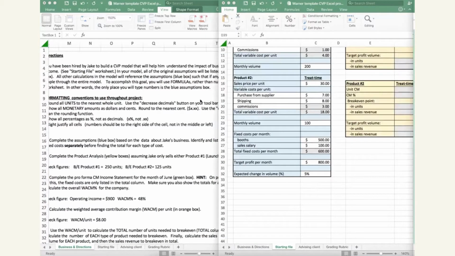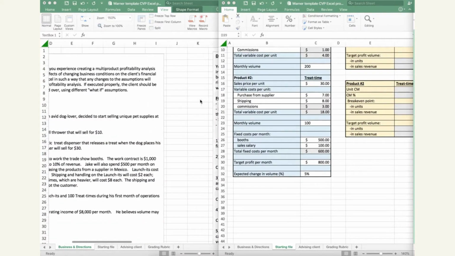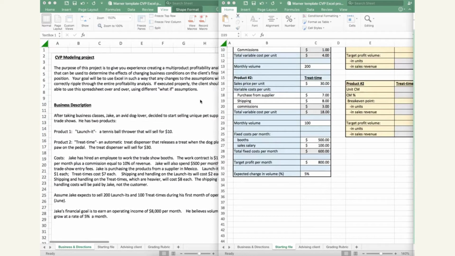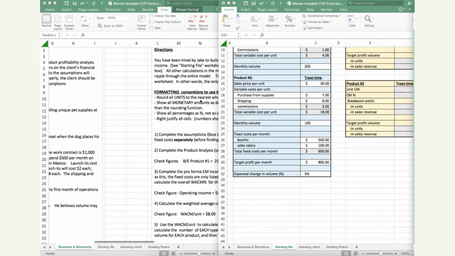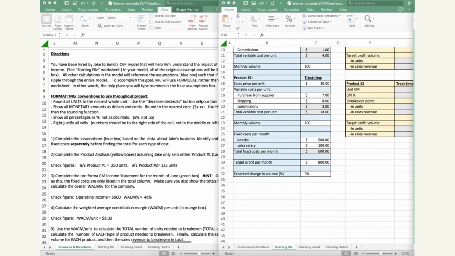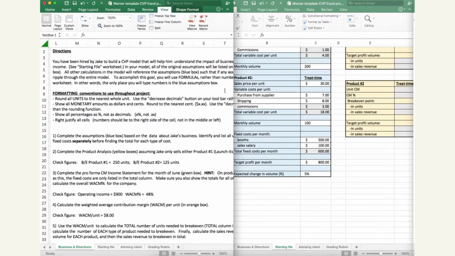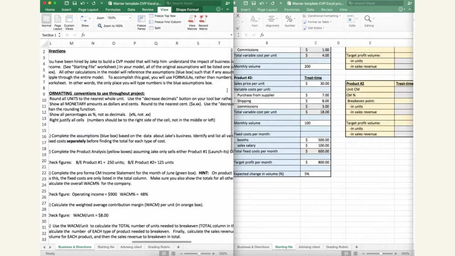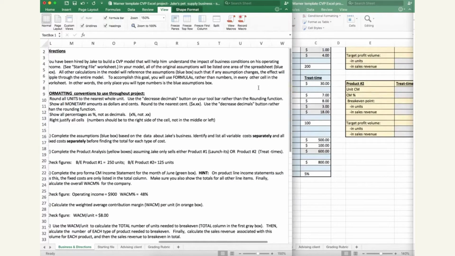Okay, next, what we want to do now, let's just take a look over here. So we're on the business and directions, right? Here's our business description over here, and then directions are over here, sort of starting in column L. The directions say that we've been hired to build a cost volume profit model that will help understand the impact of business conditions on his operating income.